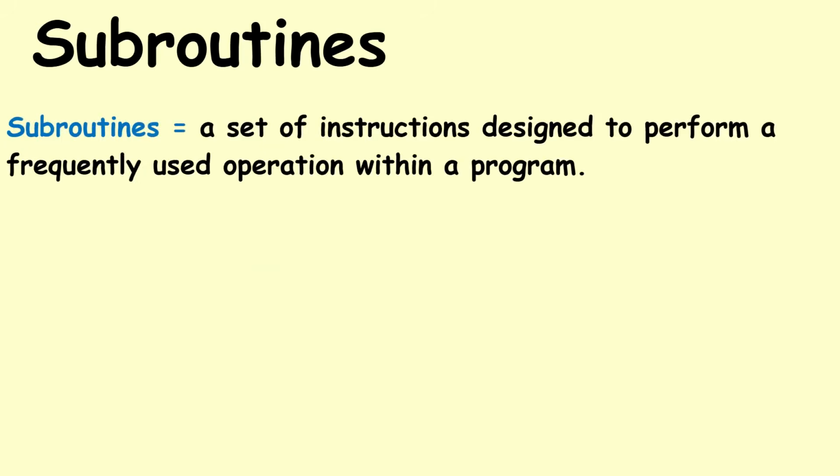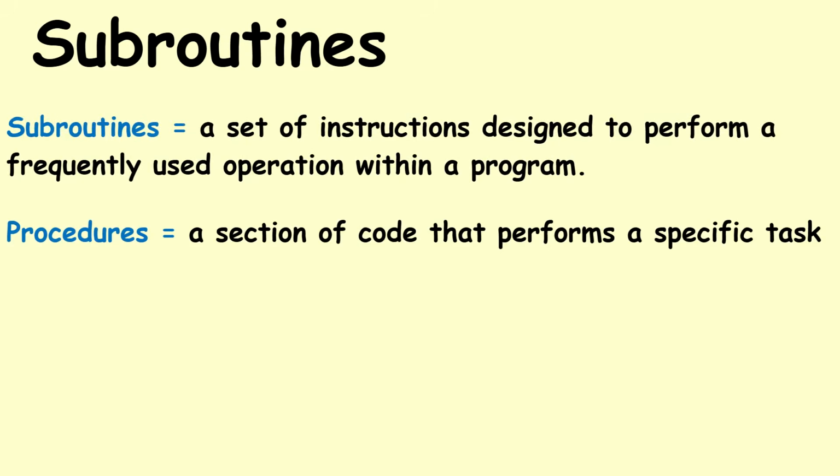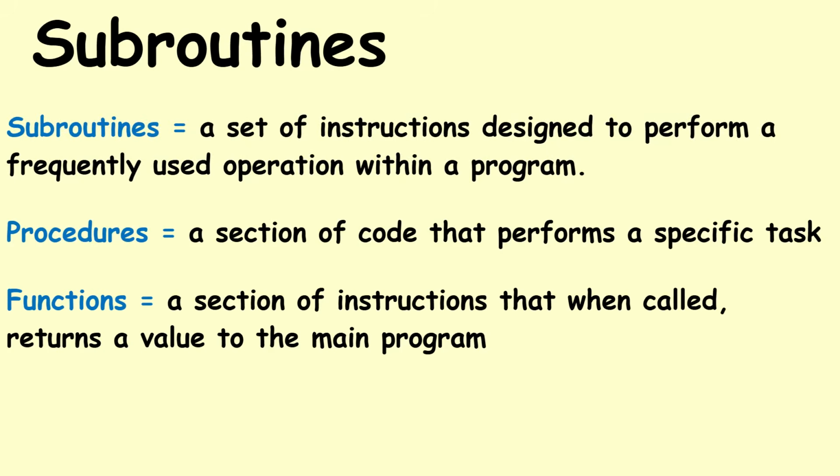Subroutines. We have to know the term subroutine, which is just a set of instructions that are designed to perform a frequently used operation in a program. And within that we've got procedures, which are where a section of code performs a specific task, or functions, where a section of instructions, when they're called, will return a value to the main program. So a function and procedure are very similar. The big difference is that a function will return a value back to the main program.